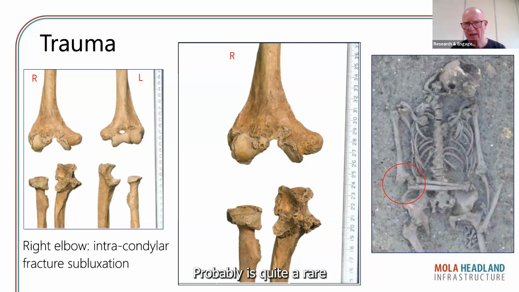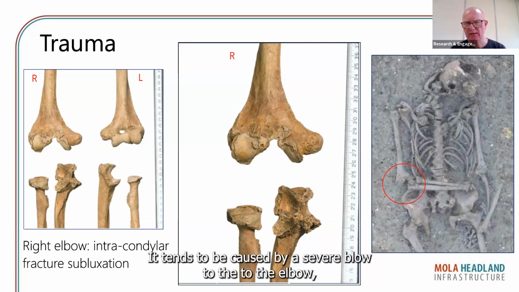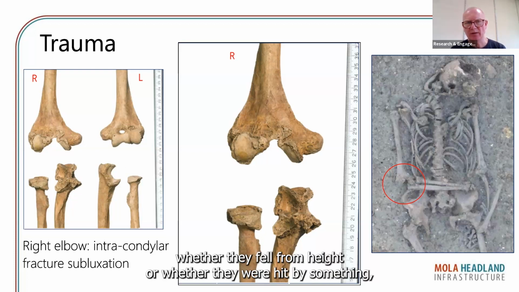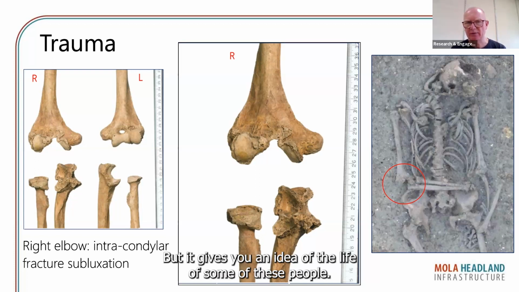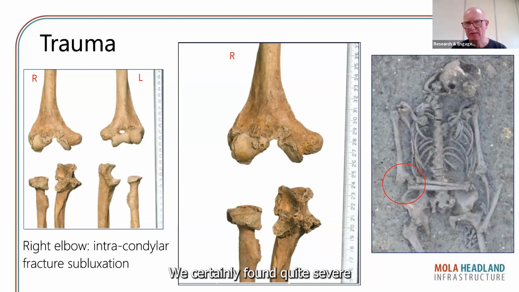Probably it's quite a rare form of trauma these days. It tends to be caused by a severe blow to the elbow. Whether they fell from height or whether they were hit by something, we can't really tell, but quite a severe injury. But it gives you an idea of the life of some of these people. We certainly found quite severe joint disease in over 50% of adults buried in this cemetery.